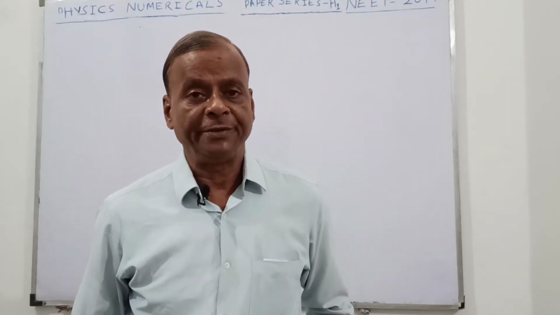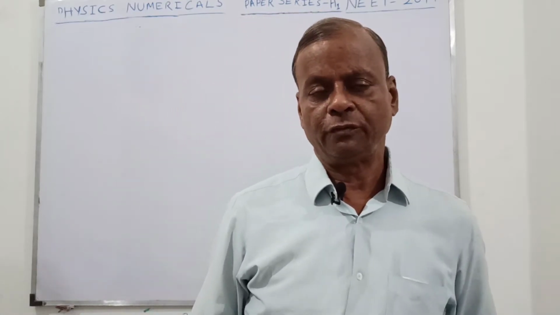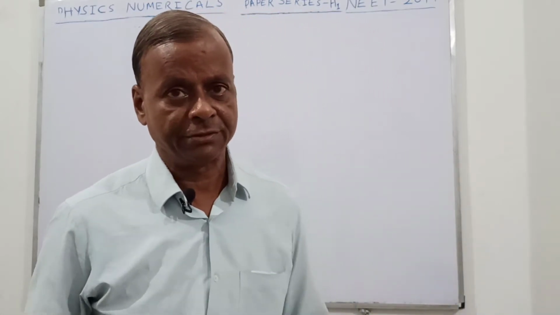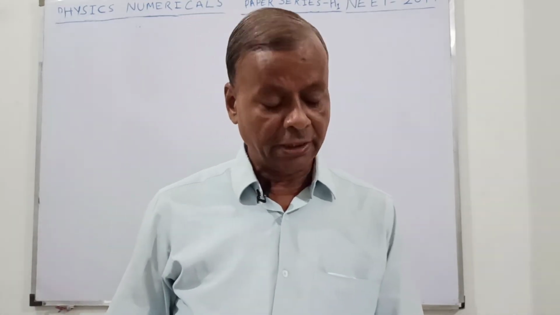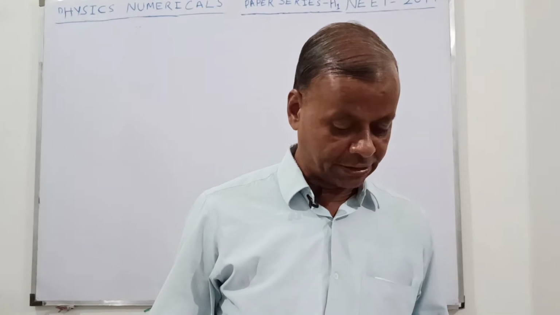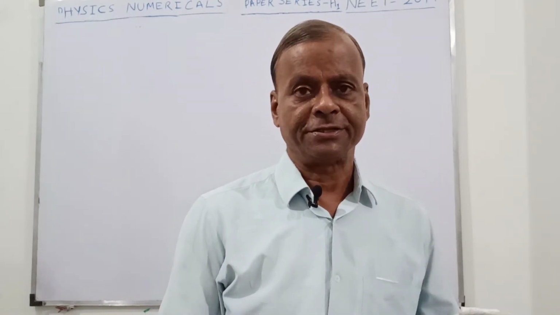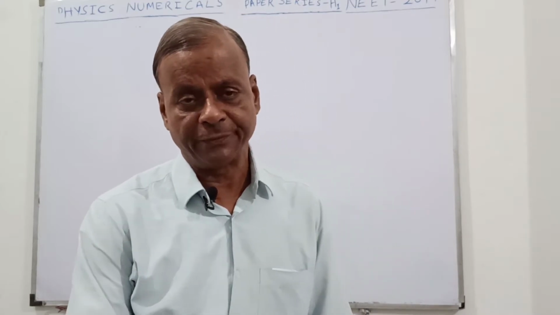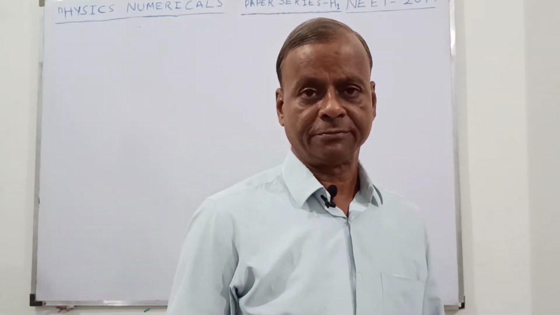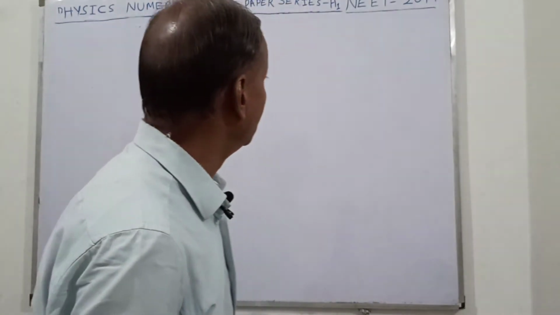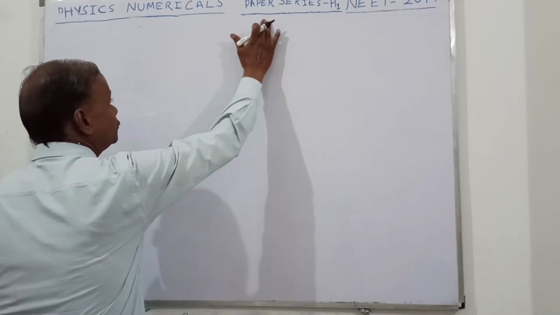Today I will take the remaining part of NEET 2019, the paper series H1. Now I have the question number from 38 to 45. In each section of biochemistry and physics, there are 45 questions. So I take the question number 38 to 45.